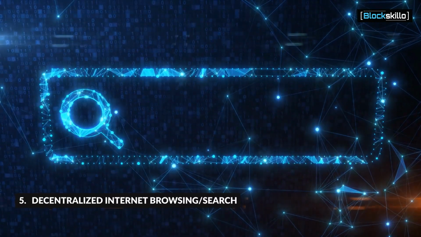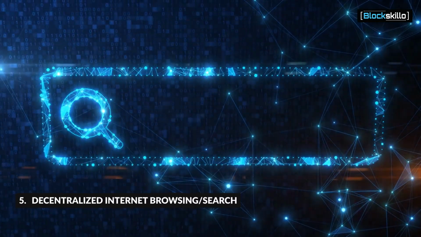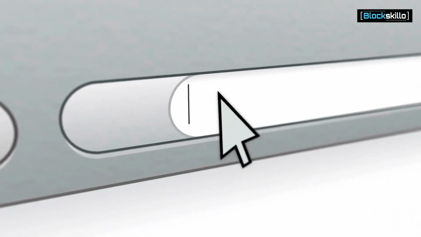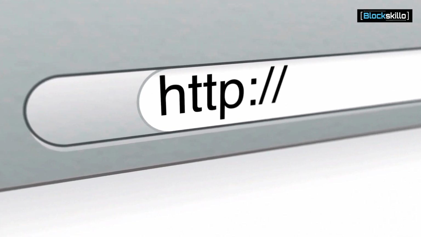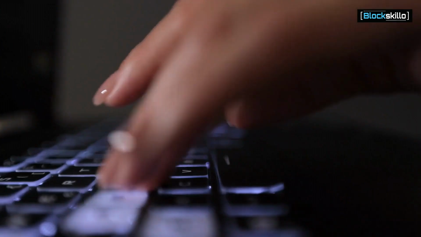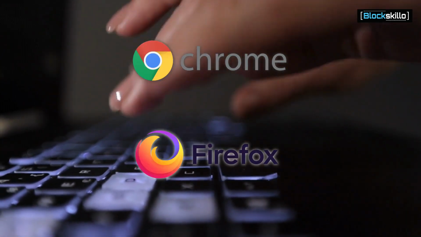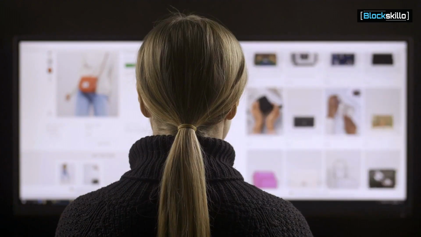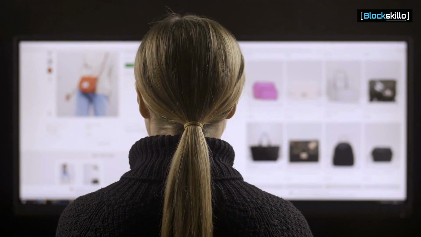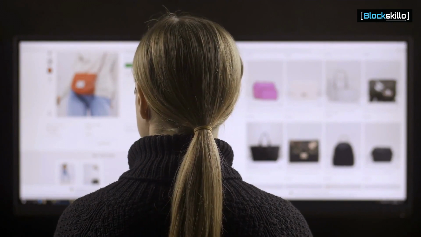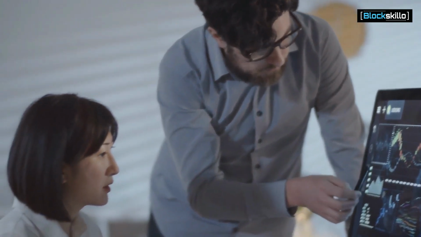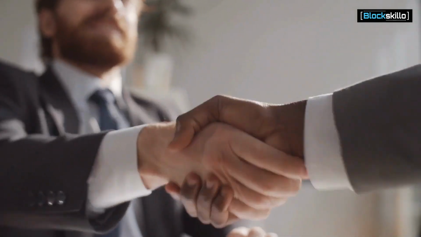Fifth is decentralized internet browsing or search. Browsers are the gateway to the internet and they play a critical role in how we access and interact with online content. The two major browsers being Google Chrome and Firefox. Both of these browsers offer different features that can help you navigate through the vast amount of content available on the internet. However, these browsers also track the browsing history of the users and sell the search patterns to clients.